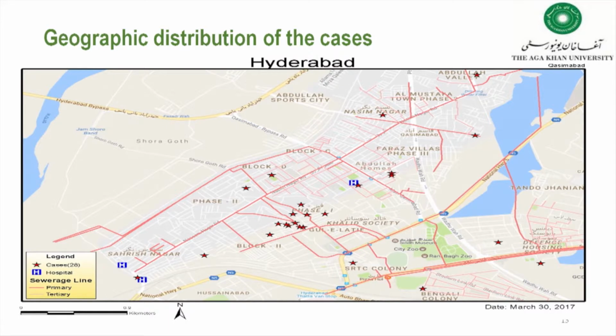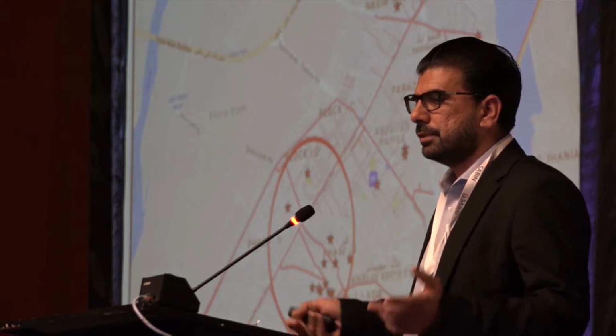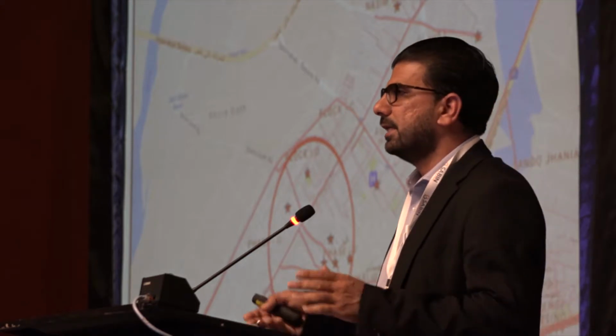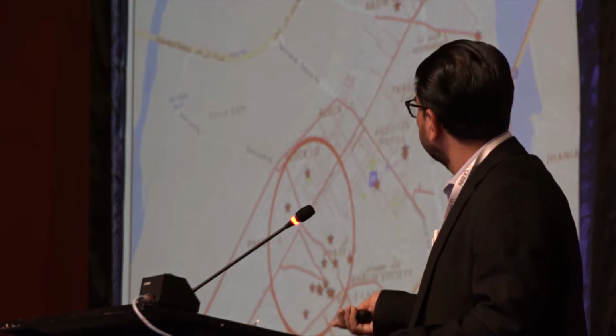So these are the 28 cases, and you can see here the clustering. Here these pink lines are showing the sewerage lines, tertiary and primary sewerage lines, and you can appreciate that most of these cases are actually located very close to the sewerage lines. And I'll be showing you a few pictures later that there is construction going on in these areas especially, and most of the sewerage lines are broken down, and even the sewer and the water lines are in parallel.